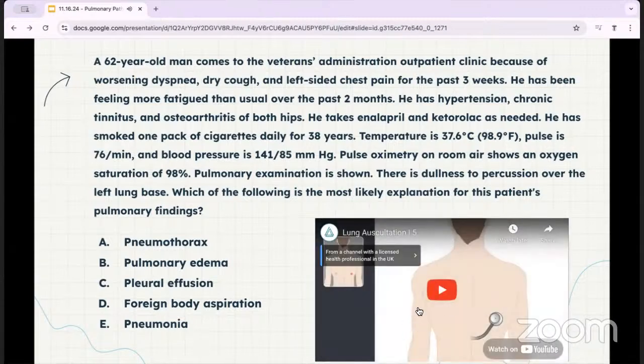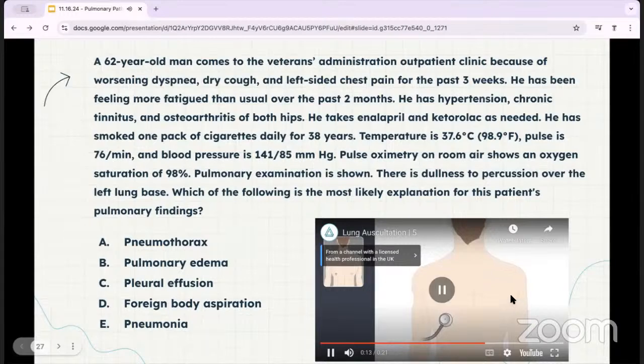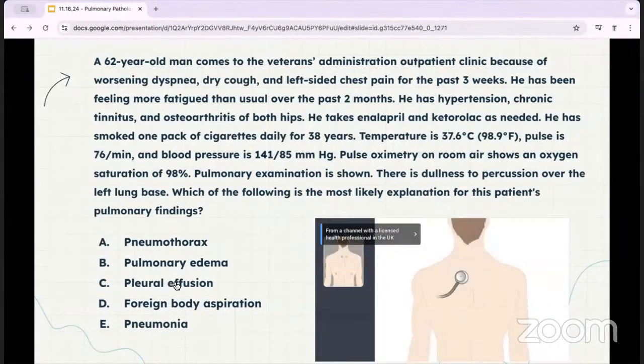So in case that was hard to listen, basically I heard the same sound here, here, and here, but not here. Let's listen to this again. I hear very muffled or absent breath sounds here. So this shows unilateral decreased breath sounds over the left lung base. All right, so let me show you what I highlighted that I found important in the next slide here.